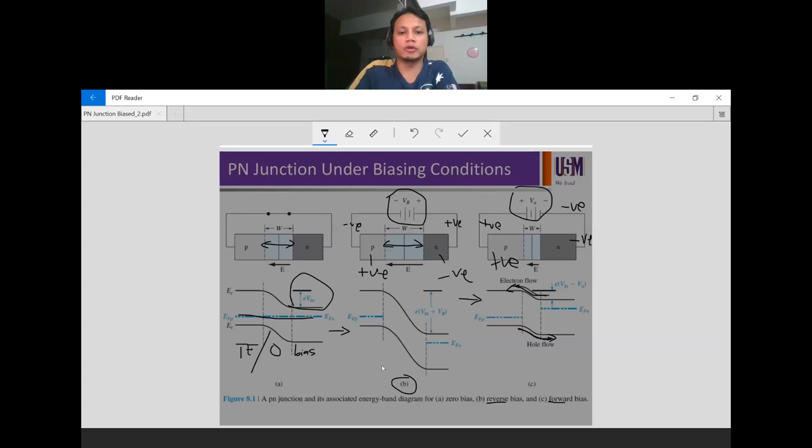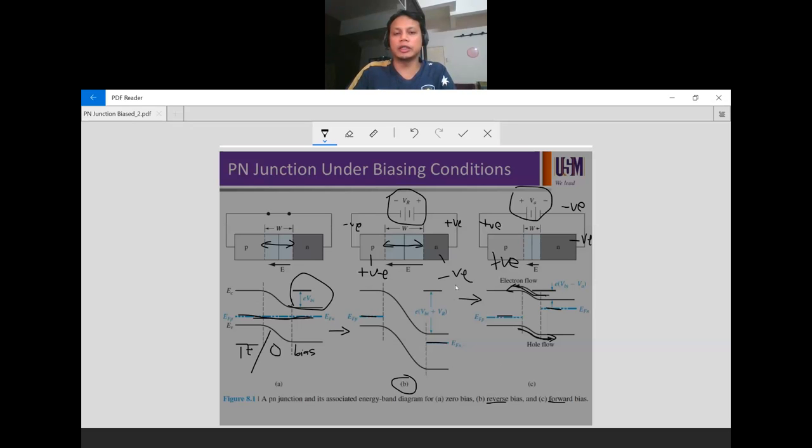You can also notice that there is a change in the Fermi level. Kalau sebelum ni at thermal equilibrium, you're going to have a single Fermi level for the p-n junction. If you have reverse bias, you're going to have the Fermi level split far away, and if you have forward bias, you're going to have your Fermi levels on both sides just split, just a little bit, not so much, right?